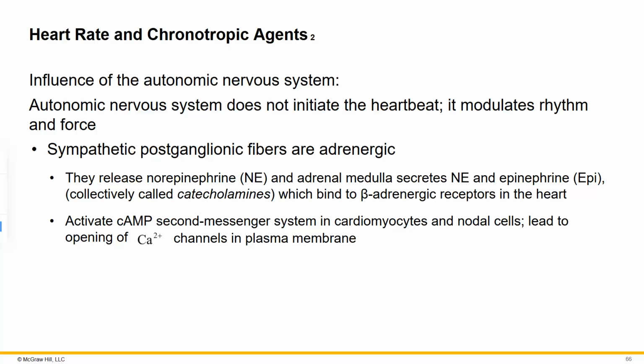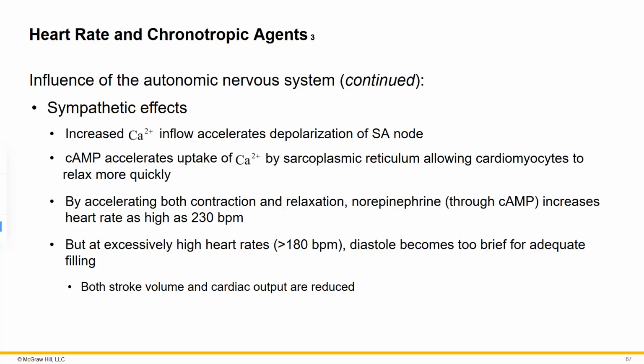Sympathetic postganglionic fibers are adrenergic. They release norepinephrine, and the adrenal medulla secretes norepinephrine and epinephrine, which bind to beta-adrenergic receptors in the heart. They activate the cyclic AMP second messenger system in cardiomyocytes and nodal cells, leading to the opening of calcium channels in the plasma membrane. Increased calcium flow accelerates depolarization of the SA node.